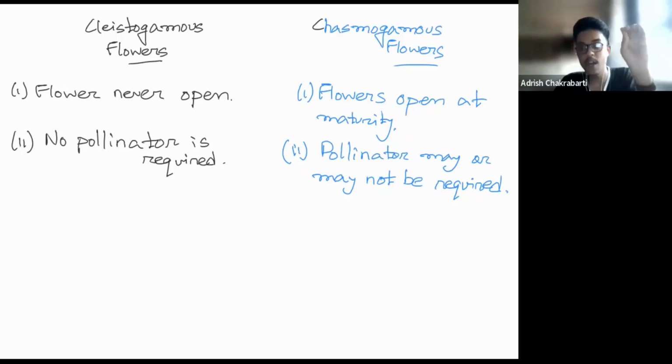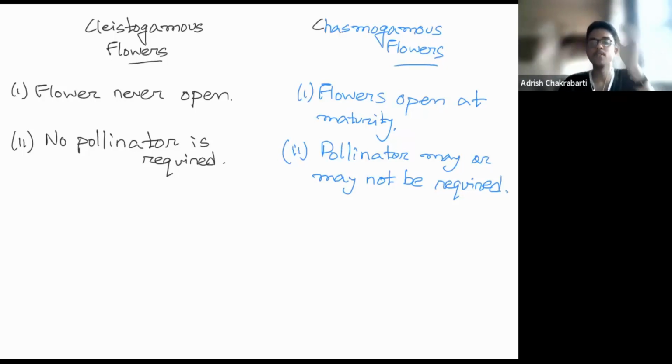But cleistogamous flowers only exhibit self-pollination. In cleistogamous flowers, you have no scope for cross-pollination. But in chasmogamous flowers, you have scope for both. And in case autogamy is happening, the pollen is transferred from the anther to the stigma of the same flower, then a pollinator is not required. That's why we are saying a pollinator may or may not be required.